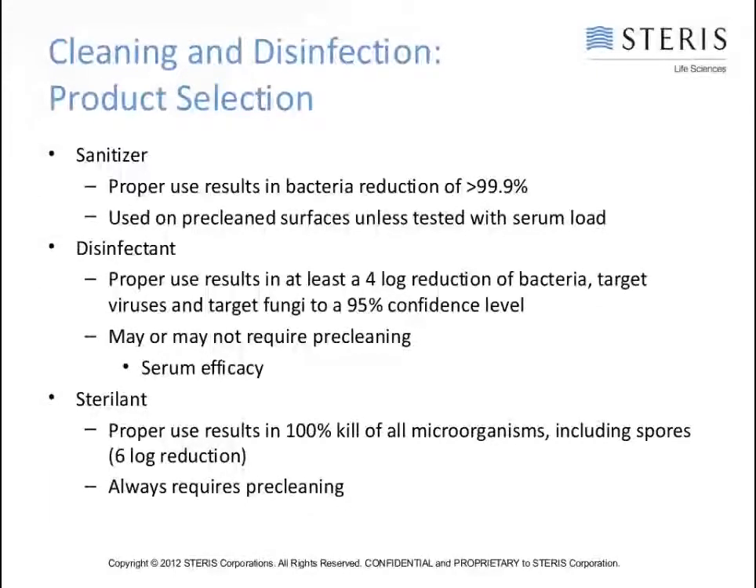So the one that you'll probably see a lot is a sanitizer, which is usually the 70% IPA. And that's used on pre-cleaned surfaces unless tested with a serum load. So STERIS tests all of the disinfectants with a serum efficacy to also clean. And they'll give a bacteria reduction of greater than 99.9%.